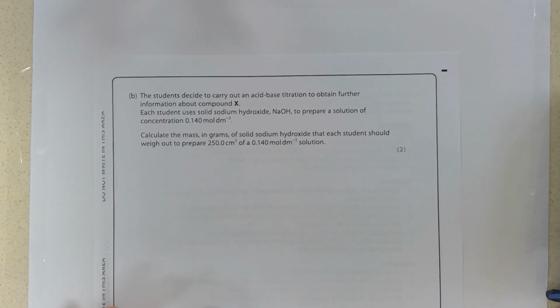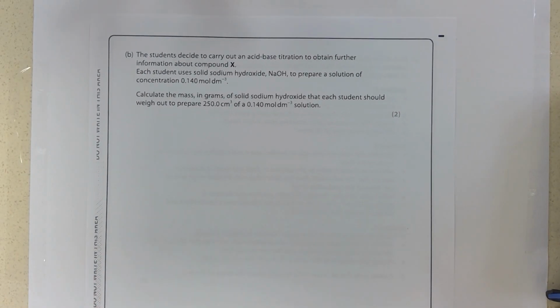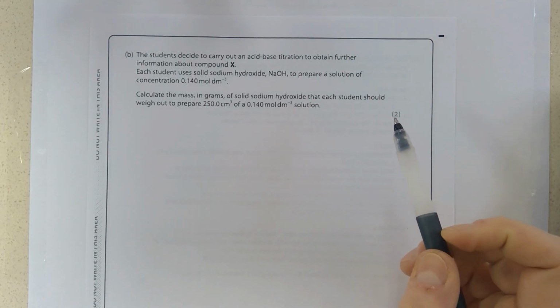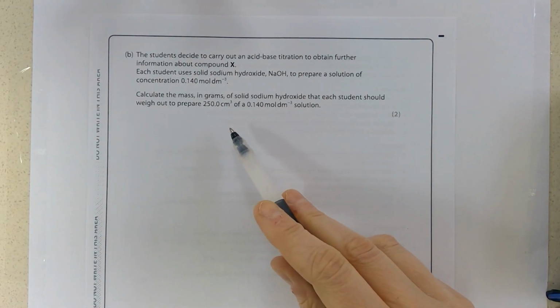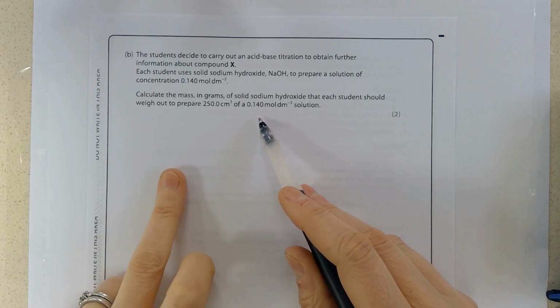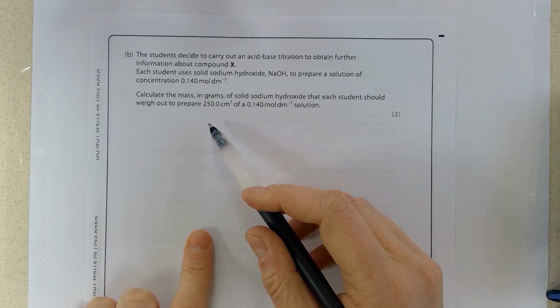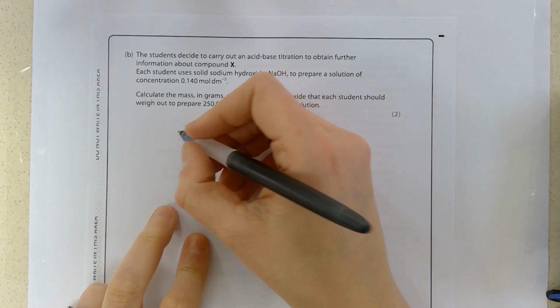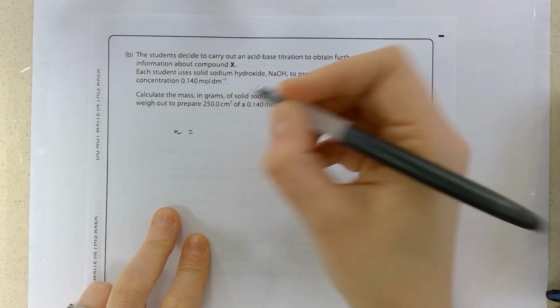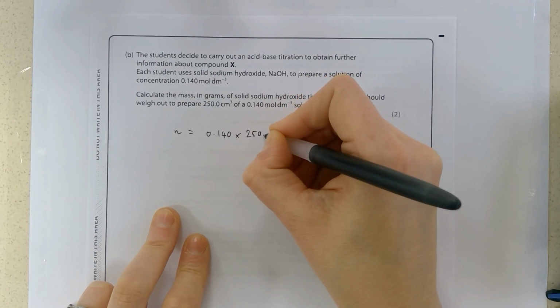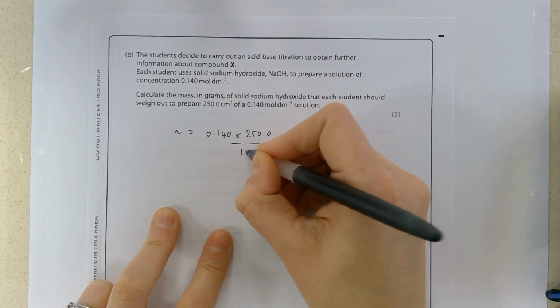Okay, so this leads us on to a calculation, and we've got an acid-base titration to find further information about X. We've got solid sodium hydroxide used to make up our solution. Calculate the mass in grams of sodium hydroxide each student should weigh out to prepare 250 centimeters cubed of 0.140. So we've got the concentration and the volume. We need to find the number of moles, then we can use moles equals mass over Mr. So moles in solution equals concentration 0.140 times the volume we're trying to make, and we're working in centimeters cubed here, so I need to divide by 1,000.